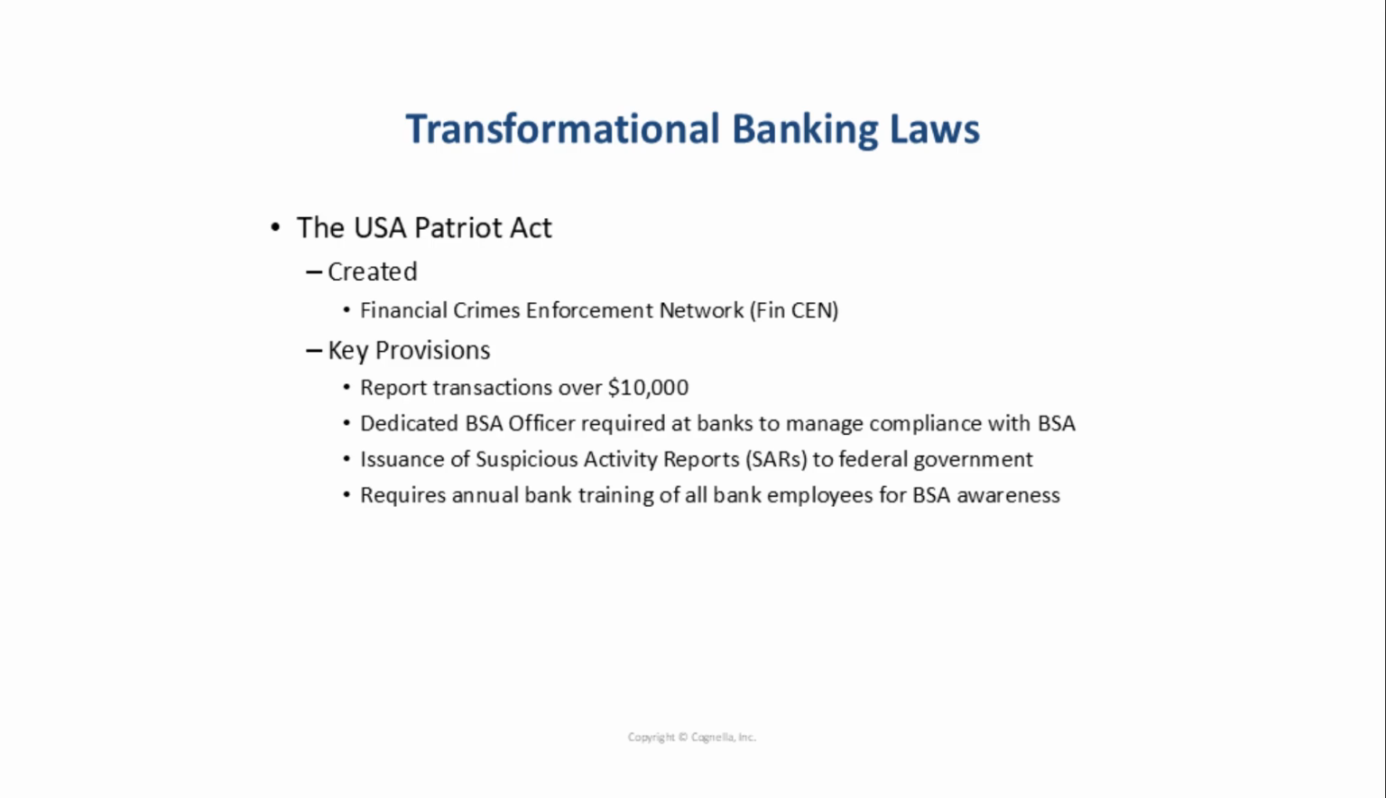Let's look at the main requirements. First, banks must report cash transactions over $10,000. This was designed to flag large, unusual movements of money. Second, every bank must have a dedicated BSA officer, someone responsible for compliance with the Bank Secrecy Act. Third, banks must file suspicious activity reports, or SARs, whenever they detect potentially suspicious transactions. These reports go directly to federal authorities.